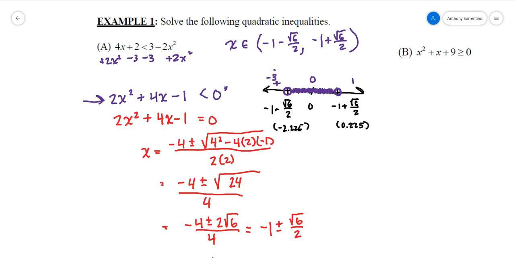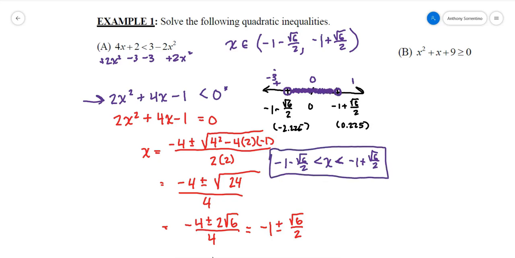I could have also written it, if I'm not asked for interval notation, as x is less than -1 plus square root of 6 over 2. Because remember, we're still looking for exact solutions to these. That could have also been the solution, writing it as a standard inequality.